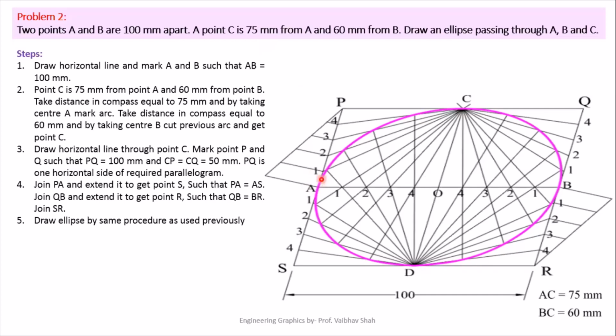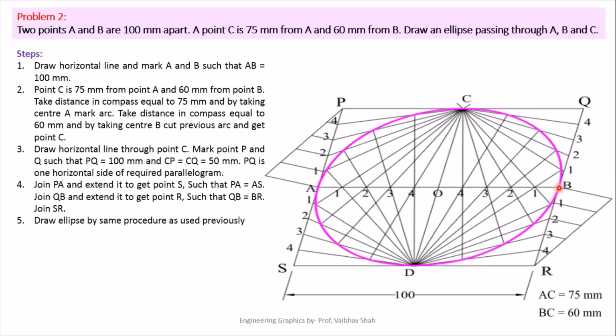So put your rounder on point A now and try to draw one random arc somewhere here, which is 75 mm away from your point A. So we have drawn one arc of 75 mm from your point A somewhere here, on which we'll be getting point C later on. Now after that, it says that 60 mm away from your point B. So your point C is 60 mm away from your point B. So now let us adjust your rounder to 60 mm now, and we'll be putting your rounder at point B because your point is away from your B. So we'll be putting your 60 mm measurement starting from your point B.